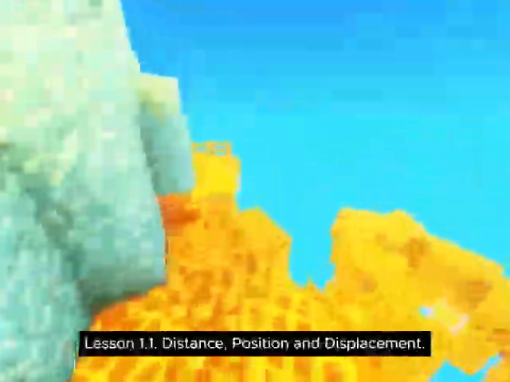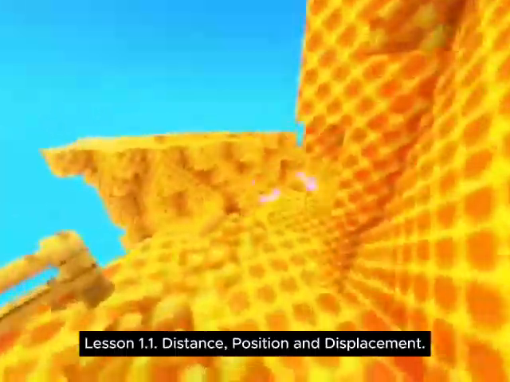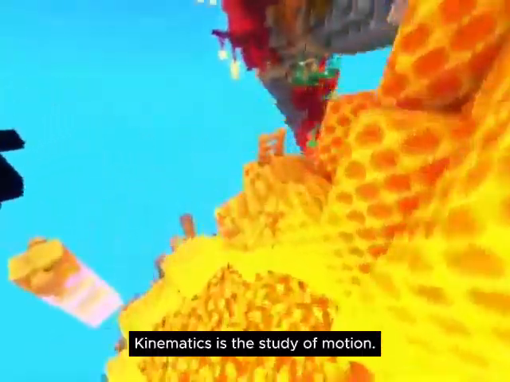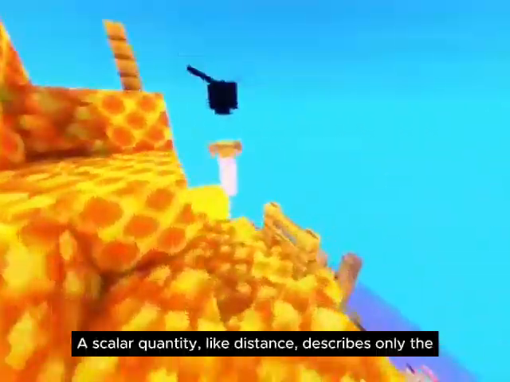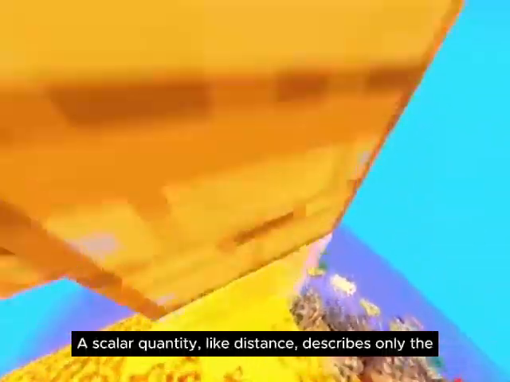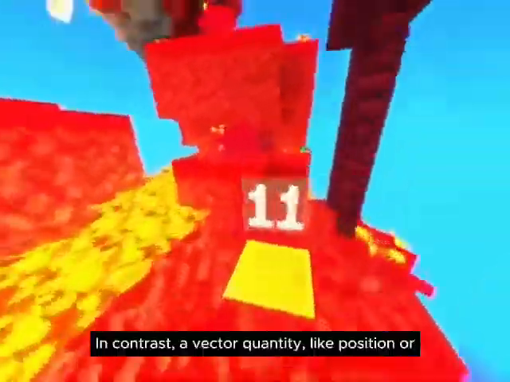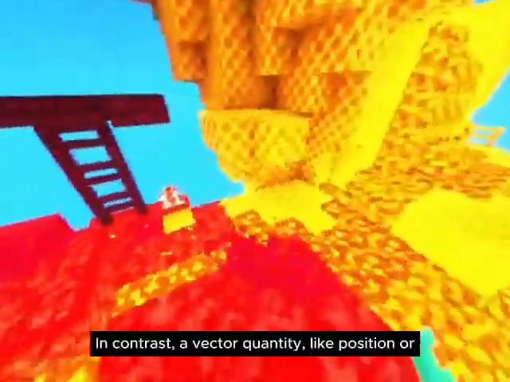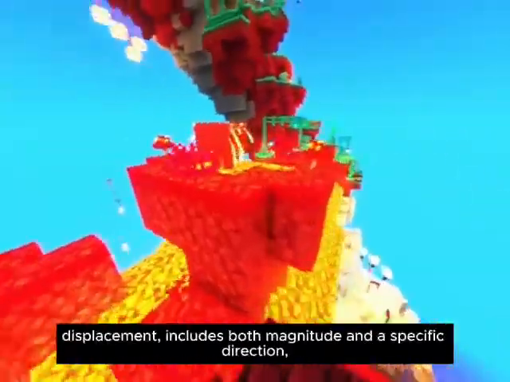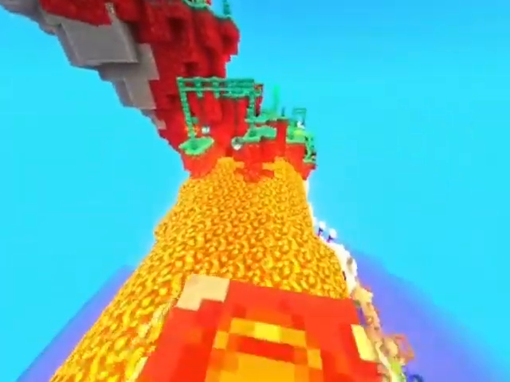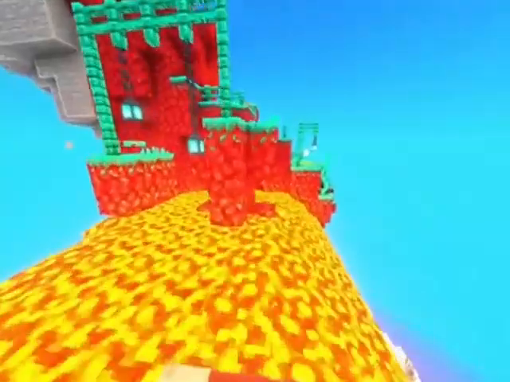Lesson 1.1, Distance, Position, and Displacement. Summary 1, Scalar versus vector quantities. Kinematics is the study of motion. A scalar quantity, like distance, describes only the magnitude or how much ground was covered. In contrast, a vector quantity, like position or displacement, includes both magnitude and a specific direction, such as north or left.